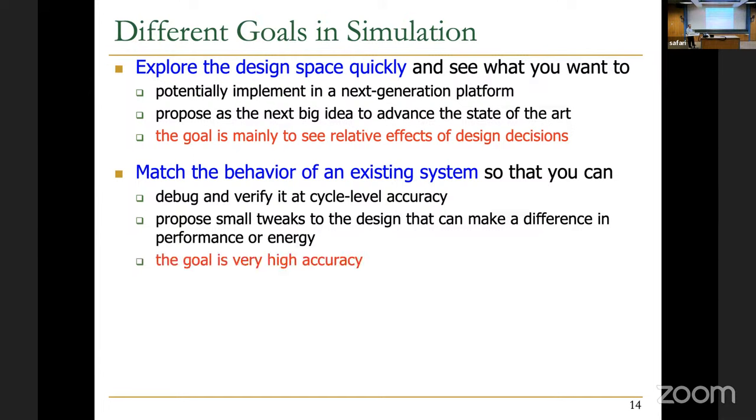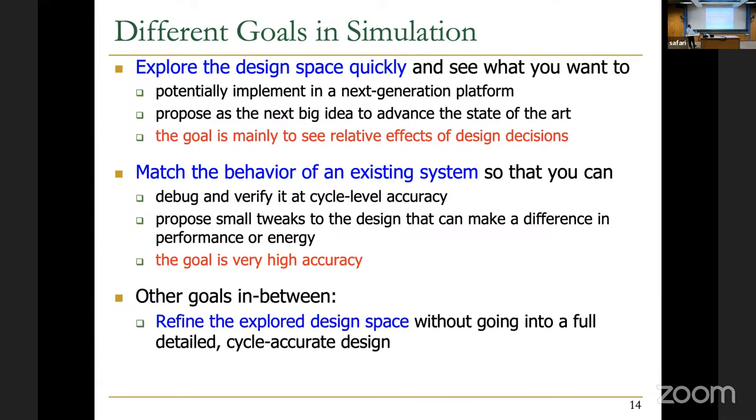So the goal here is very high accuracy. When you have this goal in your simulation, you need to push for high accuracy in your simulator. But for the first one, where we want to explore the design space quickly, accuracy is still important, but the speed of simulation is also very important.